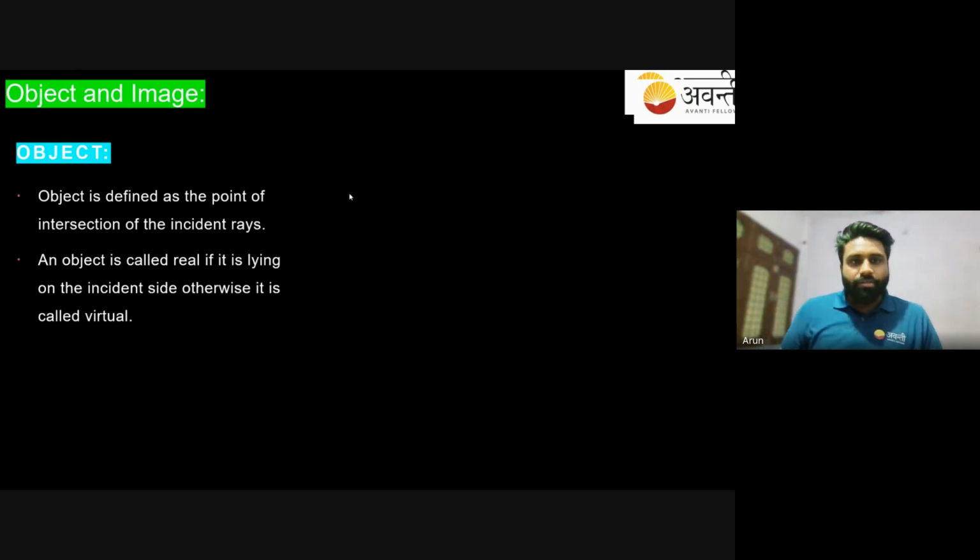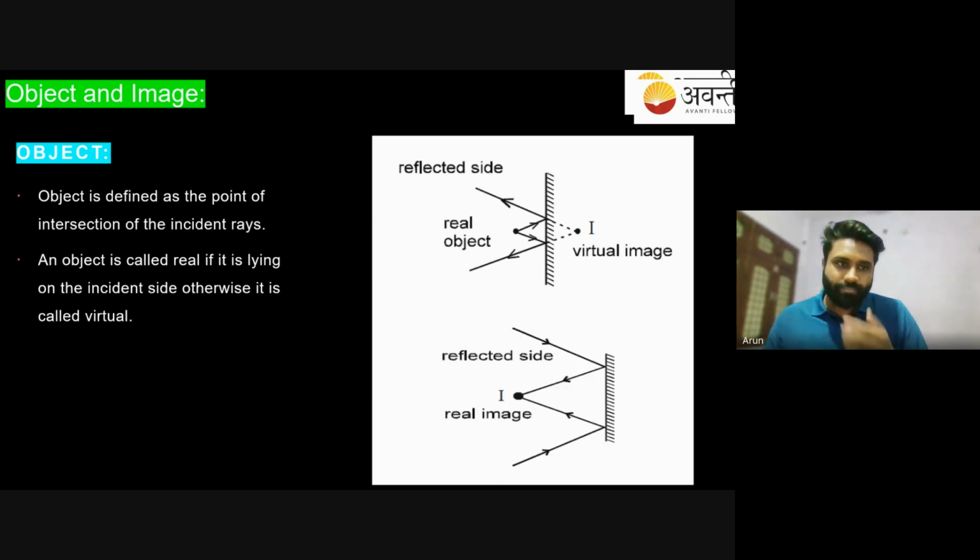Okay. Let me just tell you something about it. Suppose this is the... Okay, this came up by itself. Let's read from this only. So what is this? This is the real object we have. This is the incident ray, and the point of intersection of the incident ray is the real object.